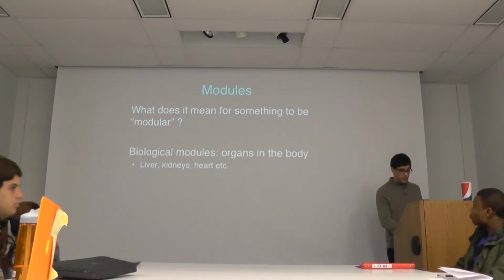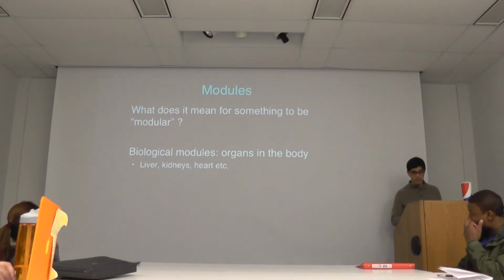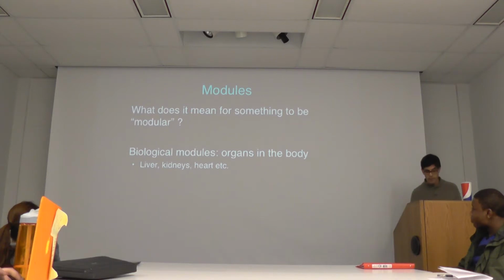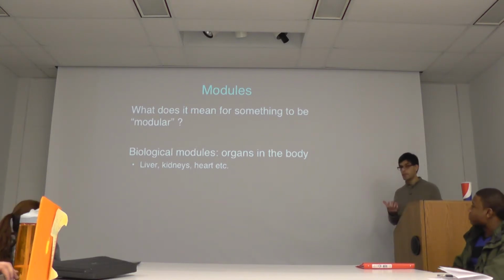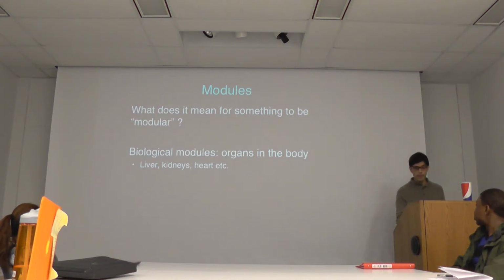So some stuff in the body kind of looks modular. The classic example is organs. I've got a liver which detoxes blood, kidneys that also clean the blood, and a heart that pumps it around. These things are separate enough from each other that if you're unlucky, you can have one taken out and a new one put in, and that kind of works. That's the very definition of something being modular: they're swappable.